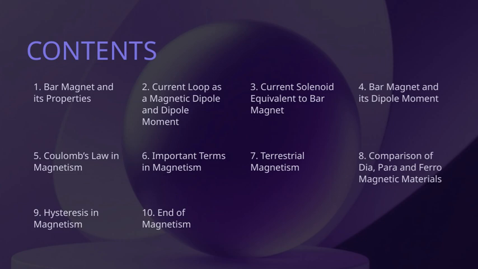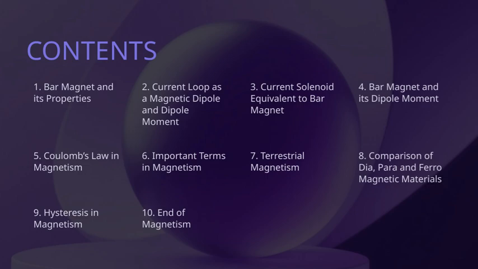Comprehending these terms provides a solid foundation for analyzing magnetic systems and their behaviors. Then, we look at the current loop as a magnetic dipole and the associated dipole moment. A current loop produces a magnetic field similar to a tiny bar magnet, and the dipole moment quantifies this magnetic effect, linking electric currents to magnetic phenomena.